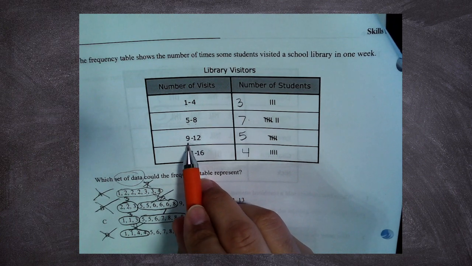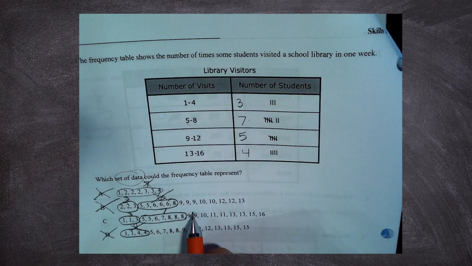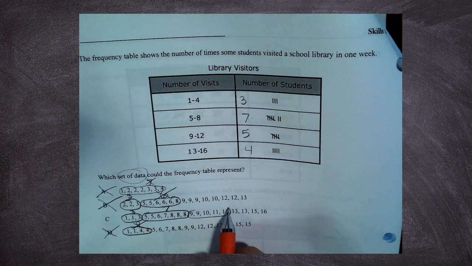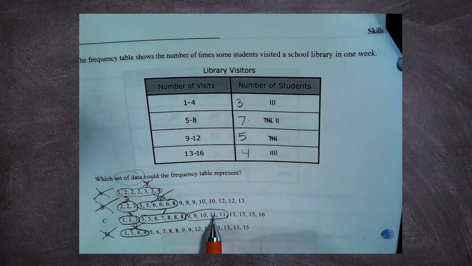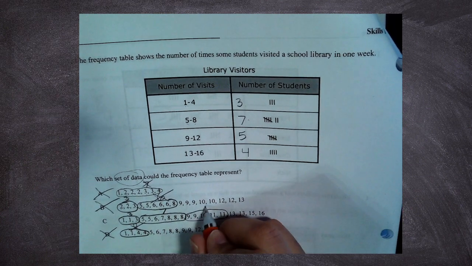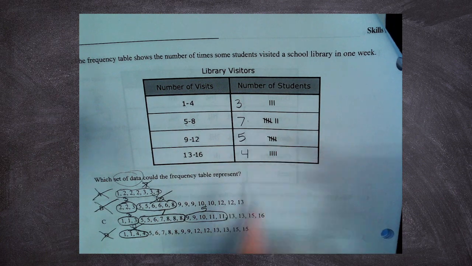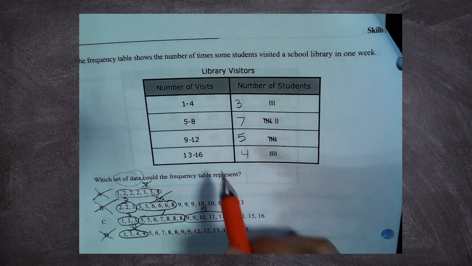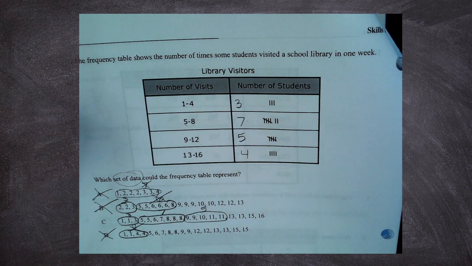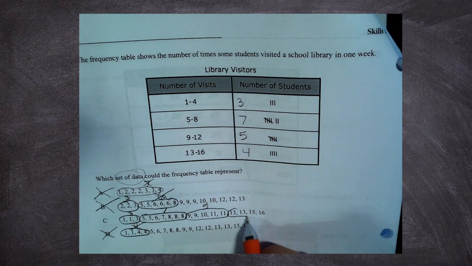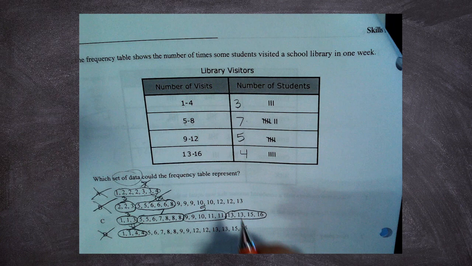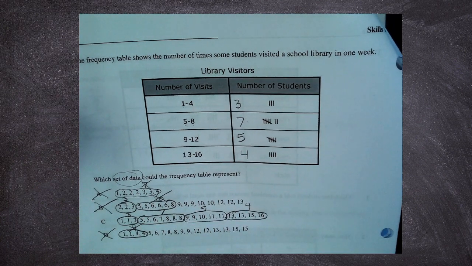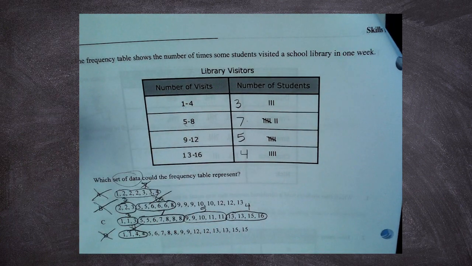The next group is numbers between 9 and 12. One, 2, 3, 4, 5. That matches my chart. And the last group was any numbers between 13 and 16. This is the rest of my numbers here. And there was 1, 2, 3, 4. That matches my chart too.